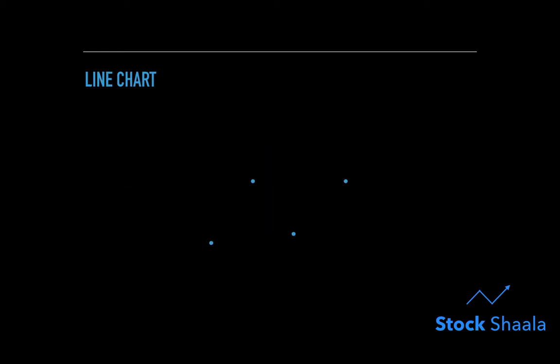The next type of chart we're going to understand is a line chart or a close-only chart. Line charts are plotted using close price of a stock alone. So pick up all the close prices of the stocks and connect them together to form a line chart. All the other elements of price, such as open, high, and low, are completely ignored.